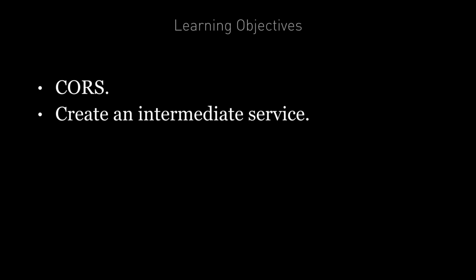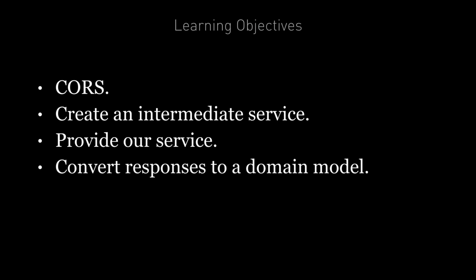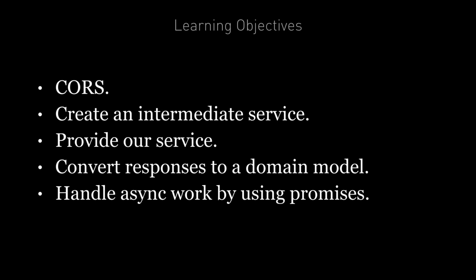By the end of this lecture, you're going to have a brief understanding of what CORS is and how to temporarily bypass this security feature in your browser. You're going to know how to create an intermediate service to handle our HTTP requests to an API endpoint. You're going to know how to provide a service and consume it in our components. You're going to know how to convert the responses we get from our API into instances of a domain model. And you're going to know how to handle asynchronous work by using promises.